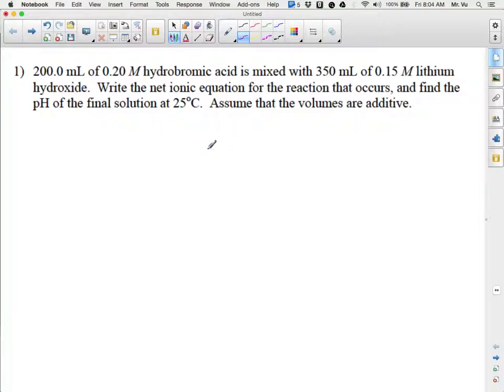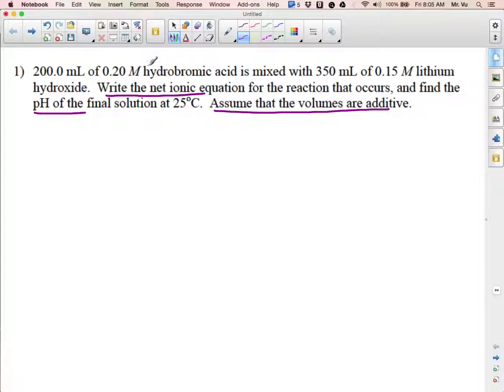All right. So the first problem says 200 milliliters of 0.02 molar hydrobromic acid is mixed with 350 milliliters of 0.15 molar lithium hydroxide. So the first thing we have to do is write the net ionic equation and then find the pH of the final solution. Now we assume that the volumes are additive, which means we're adding volumes together, right? So there's a volume from the acid and the volume of the base.